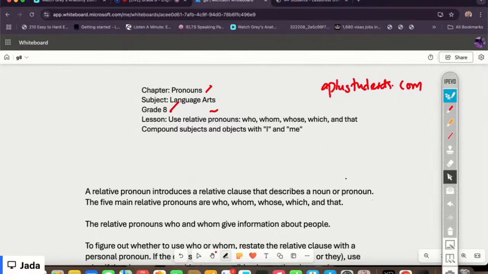So we will continue from the lesson: use relative pronouns who, whom, whose, which, and that, and compound subjects and objects with I and me. So that's the lesson that we will complete today. All right.